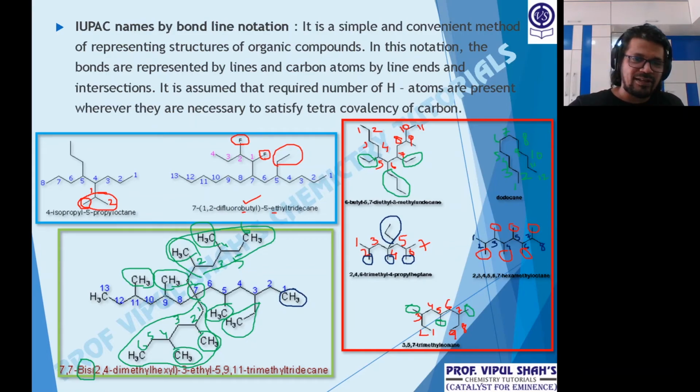So that's 5, 9, 11. So it's 5, 9, 11, 3 times. So trimethyl, skeleton of 13, that's called tridecane. Is it clear to everyone how this is?